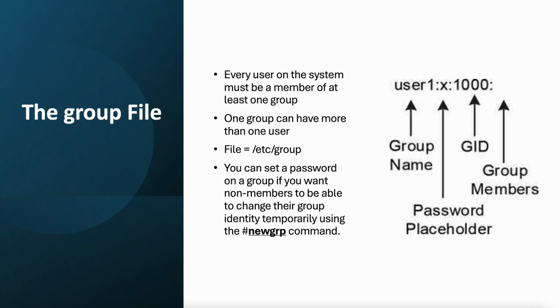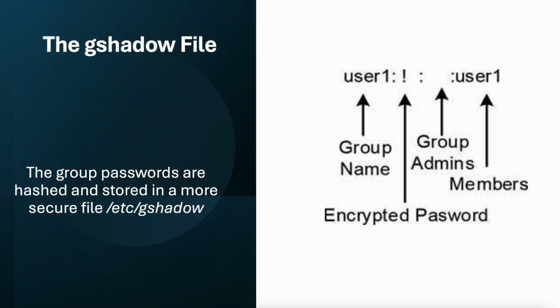The group file has a total of 4 fields. First is for the group name, second the password, third is the GID of the group, which is the group ID, and fourth is for the group members. And the encrypted password of the group is stored in the gshadow file. The file path is /etc/gshadow. This file has 4 columns, where the first column is for the group name, the second column is for the encrypted password. If you get an exclamation mark, it means no password is set. The third column stores the group admin information, and the last column stores the group members information.